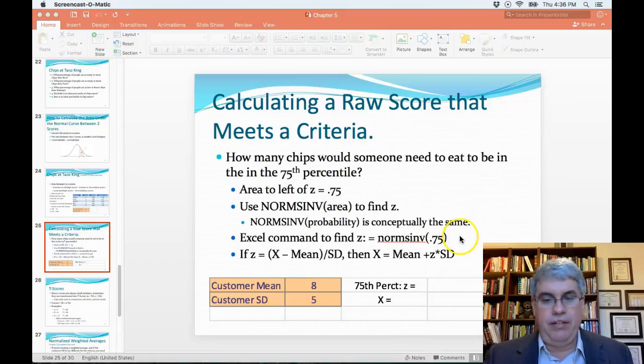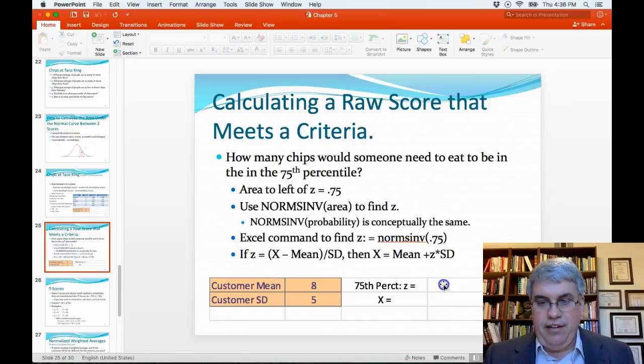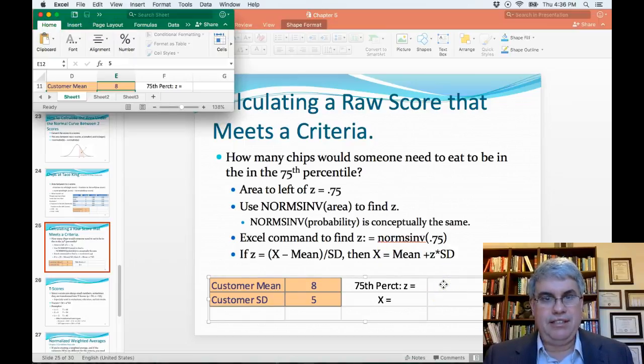So we're going to use the Excel command to find z equals NORM.S.INV, normalized standardized inverse, of 0.75 to get the percentile rank. And then if we know that z equals x minus the mean divided by the standard deviation, we can calculate x from z from this formula here. So let's enter into Excel.